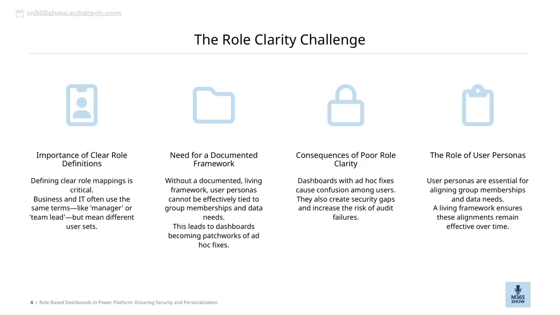Now, what happens if we lack clarity around roles? Well, dashboards that rely on quick fixes or ad hoc adjustments tend to cause confusion among users. People might see the wrong data or get frustrated trying to navigate systems that aren't well structured. On top of that, poor role clarity can create security gaps, leaving sensitive information exposed, and increase the risk of failing audits because we can't clearly prove who had access to what.